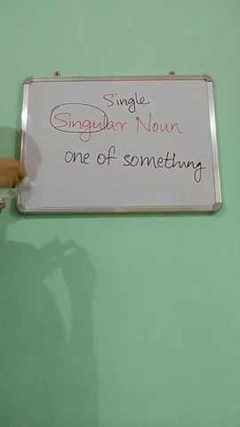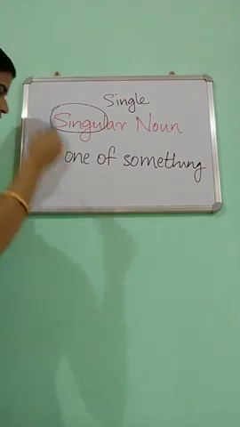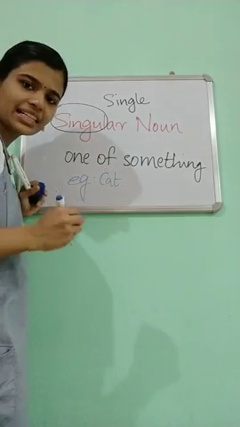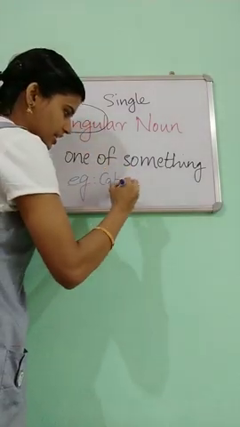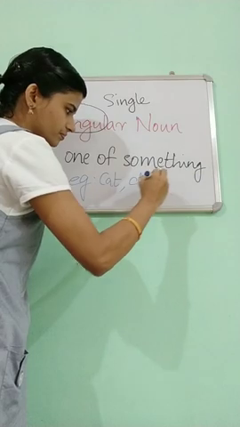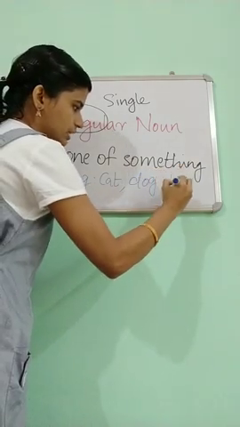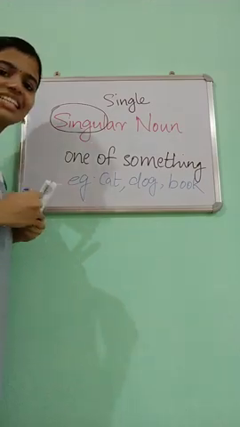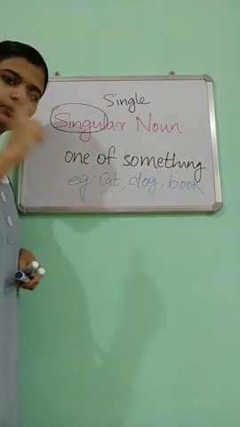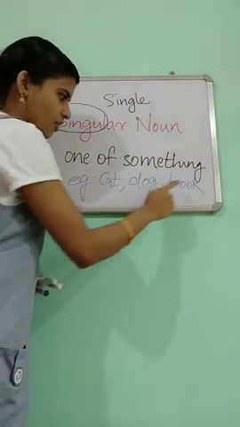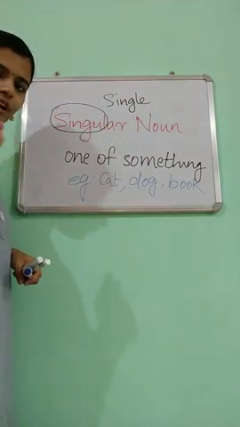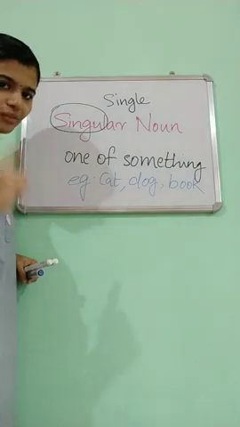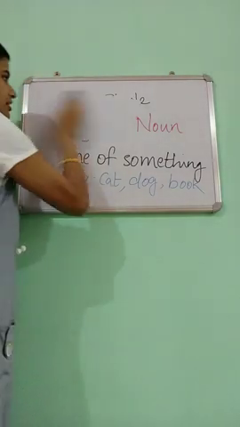For example, cat. Cat means only one cat. Then dog. Book. Okay. All these are singular nouns. One book, one cat, one dog. Singular noun means one noun. One noun. Okay.